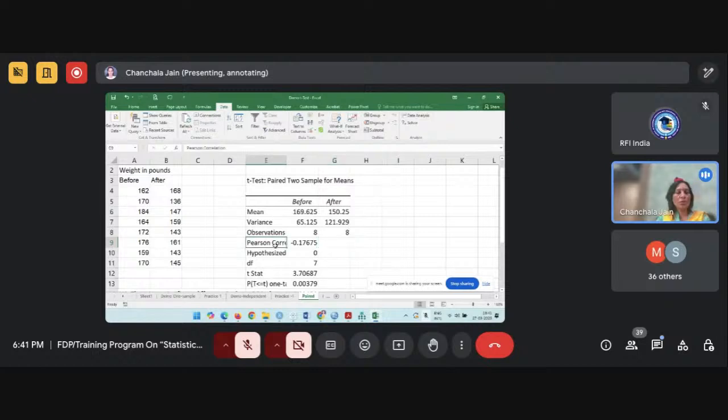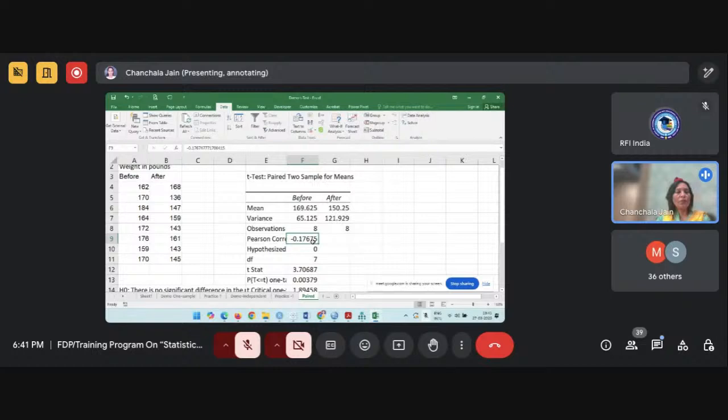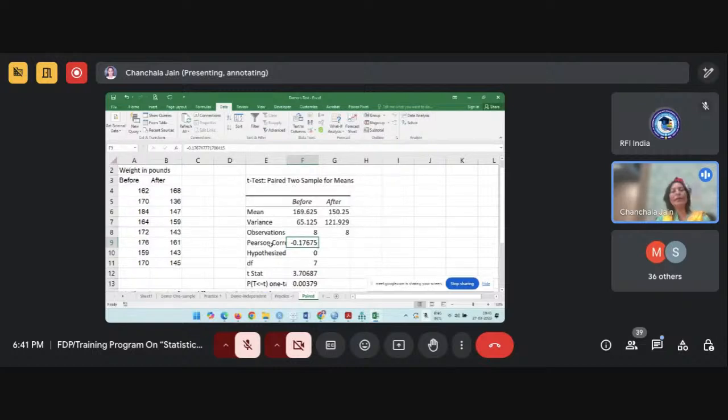Pearson's correlation is coming as minus 0.17657. Whenever you perform the paired sample t-test, you will always get the correlation value because there is a pairing in your data. The correlation value is very small, only 0.17. So a 17% relationship is there in your two variables, but the relationship is negative, meaning if one is increasing, the other is decreasing. The hypothesized mean difference, we haven't passed anything, so it is 0.